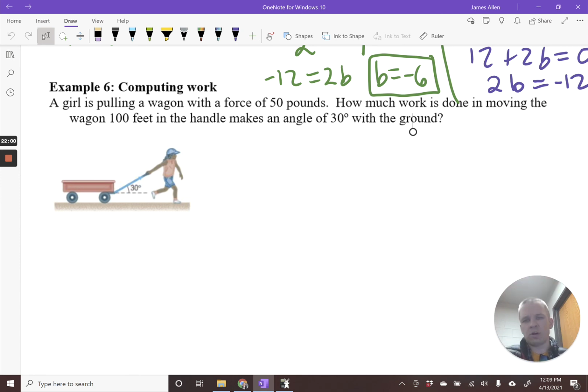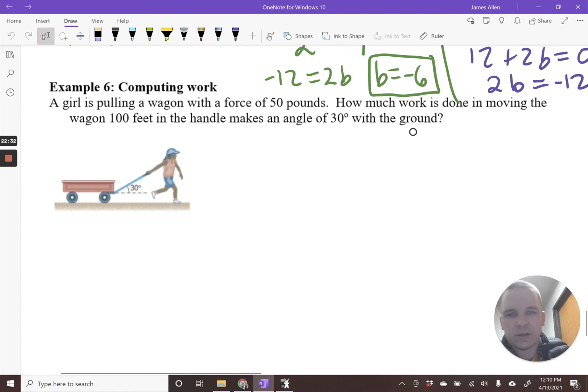All right. So we have a girl who's pulling a wagon with a force of 50 pounds. And as you know, if you pull a wagon, probably a Red Rider, then it's going to be at an angle. In this case, it's 30 degrees. It's not that every wagon angle is 30 degrees. How much work is done in moving the wagon 100 feet? Okay, moving it 100 feet. Sorry, I already gave the 30-degree thing. So, let's see here.